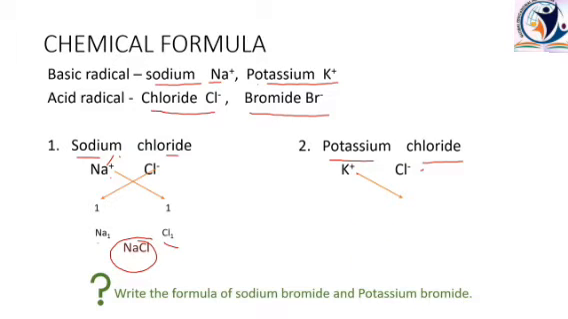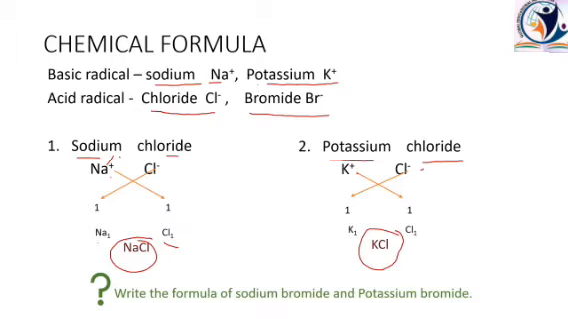K plus, that is one charge of potassium, will go to the right hand side as 1 towards the chlorine, whereas the minus charge of chlorine as 1 will go to the left hand side towards the potassium. Therefore, potassium will be written as K1 and chlorine as Cl1. Since we don't write 1 and 1, we will write the final formula as KCl. Therefore, the formula of potassium chloride is KCl and the formula of sodium chloride is NaCl.